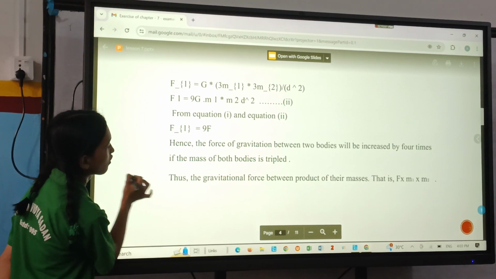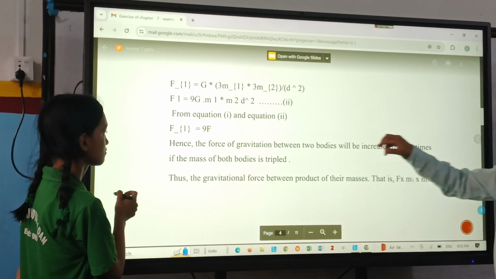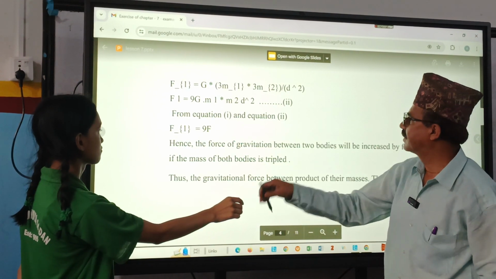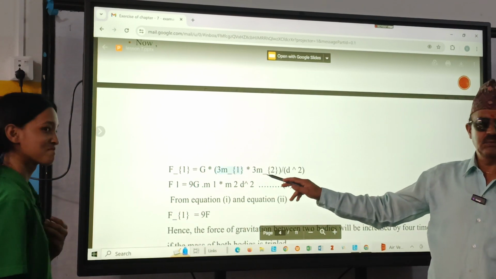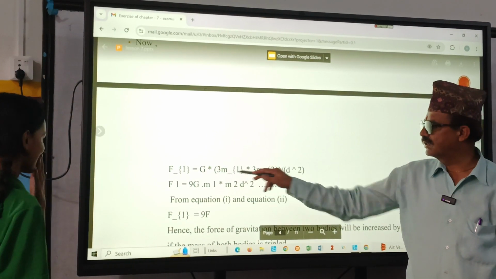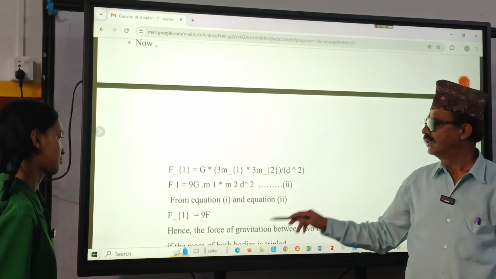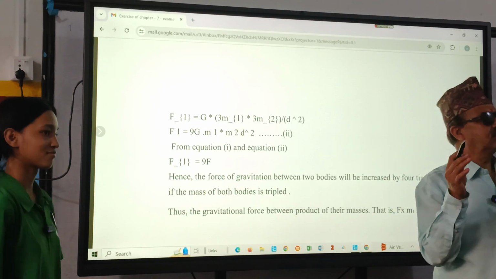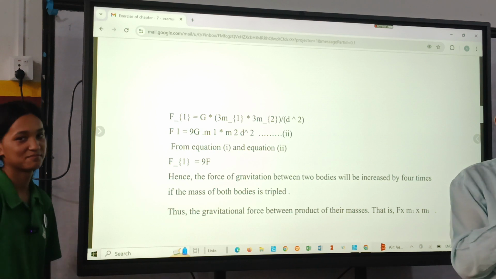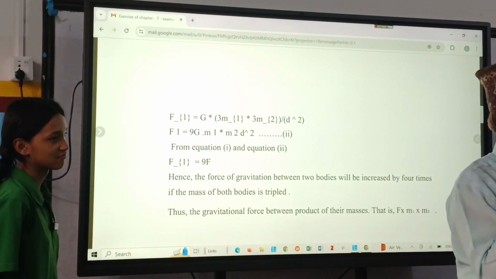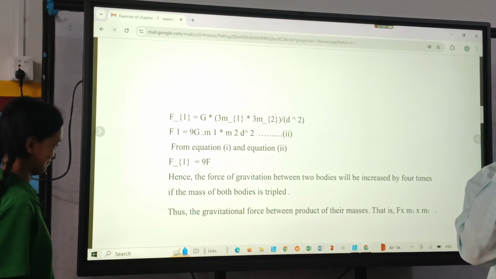So what did he say? If the mass of each body is tripled, what happened? M1 became 3m1, m2 became 3m2. Distance is the same, so 3 times 3 is how much? 9. So it will increase 9 times. Always remember, what is the relationship between gravitational force and masses of the bodies? Directly proportional. And the relation between gravitational force and distance? Inversely proportional. Your concept must be clear.